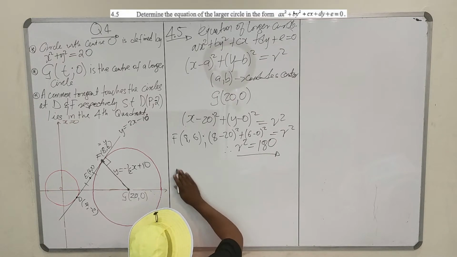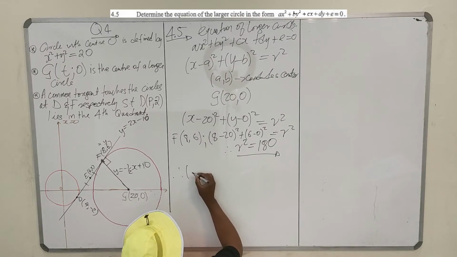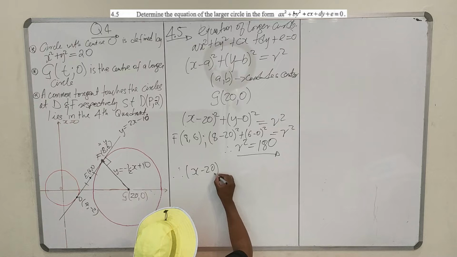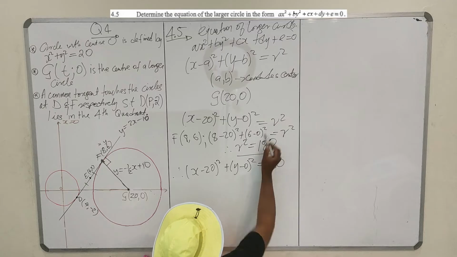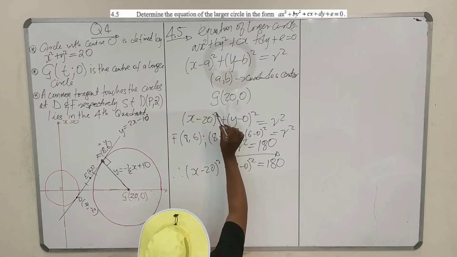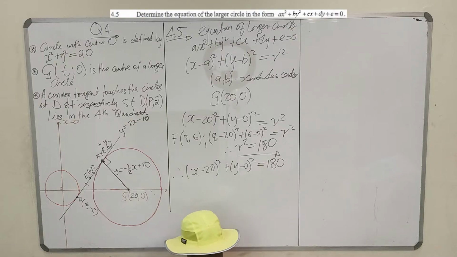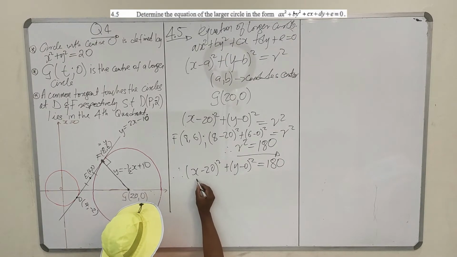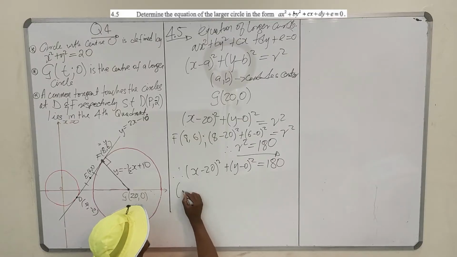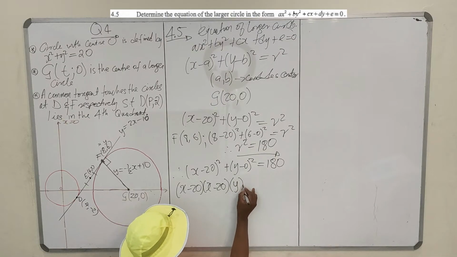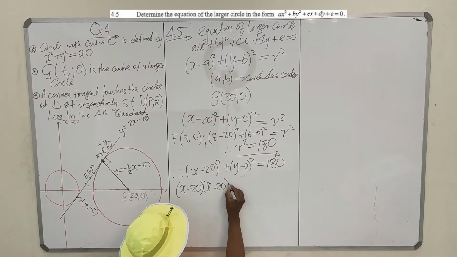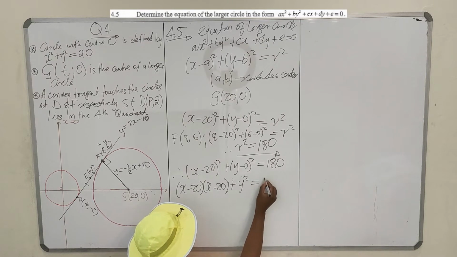Therefore, our complete equation is x minus 20 all squared plus y minus 0 all squared is equal to 180, because 180 is the square of the radius. But this is not in that form, so let's expand this. What do we get? We get x squared, and expand this bracket, because there are two of them: x minus 20 times x minus 20, plus y squared is equal to 180.